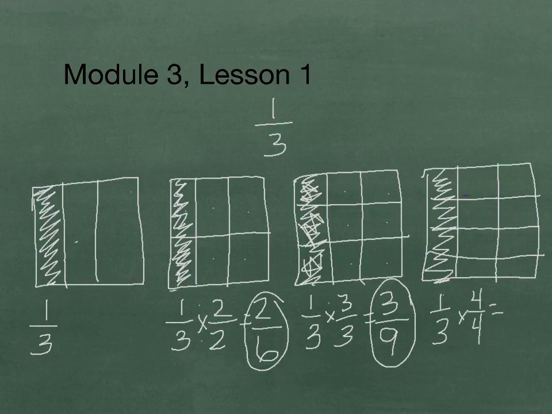So when I go ahead, I can count these up. So my shaded parts are 1, 2, 3, 4 out of a total 1, 2, 3, 4, 5, 6, 7, 8, 9, 10, 11, 12 out of 12 total parts. So 4/12 is also an equivalent fraction to 1/3.